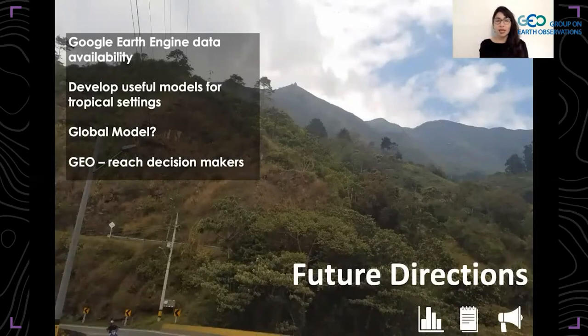Now, the ultimate goal, of course, is to partner up with entities such as the Group on Earth Observations or the United Nations, these risk reduction entities with the capacity of influencing change in how they can reach decision makers and propose solutions based on our findings. In such a way, we can break that gap between scientific analysis and research and the application to real life scenarios.